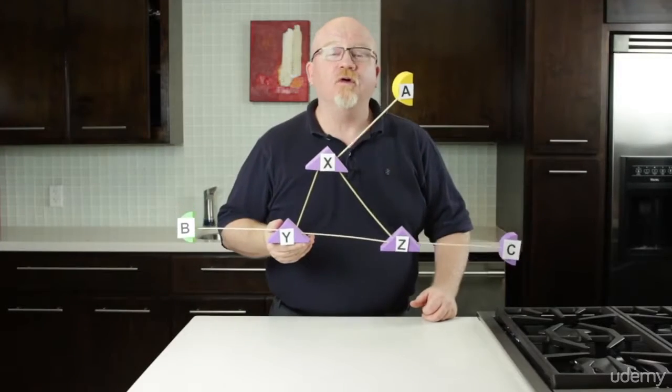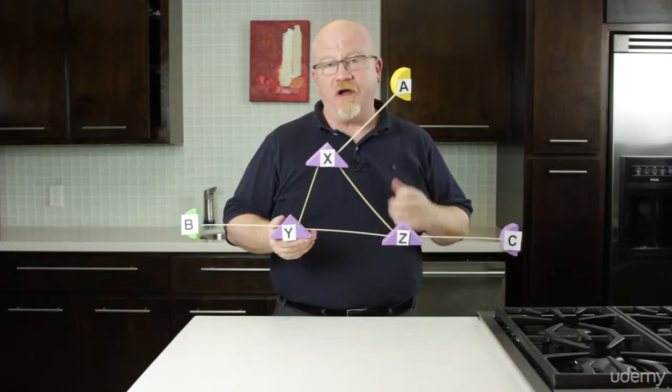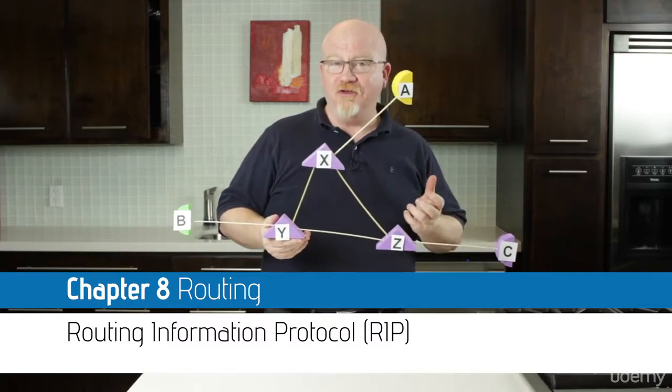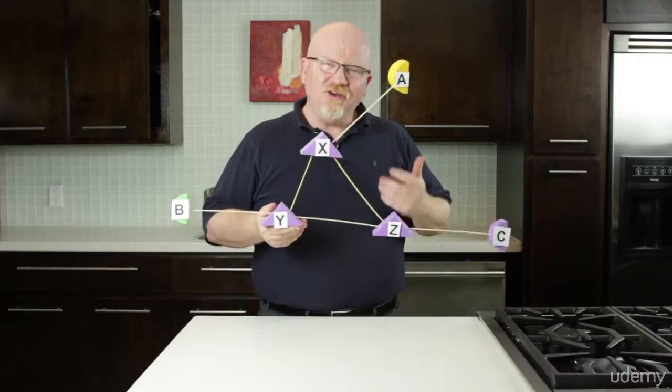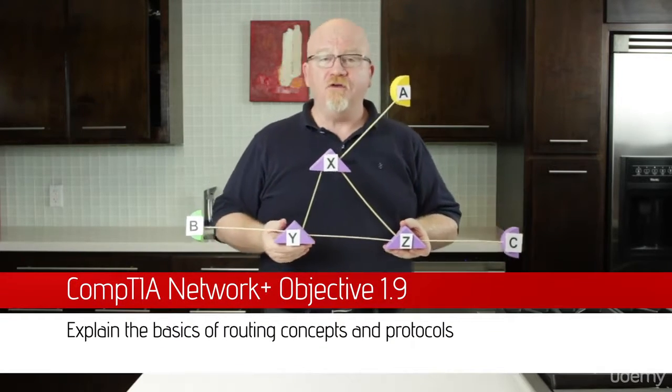RIP stands for Routing Information Protocol, and it's one of the oldest dynamic routing protocols around. Now, just because it's old, don't think people don't use it. It's still used quite a bit, but usually only in small networks, ones that don't change very often. So, let's get a few basics down.